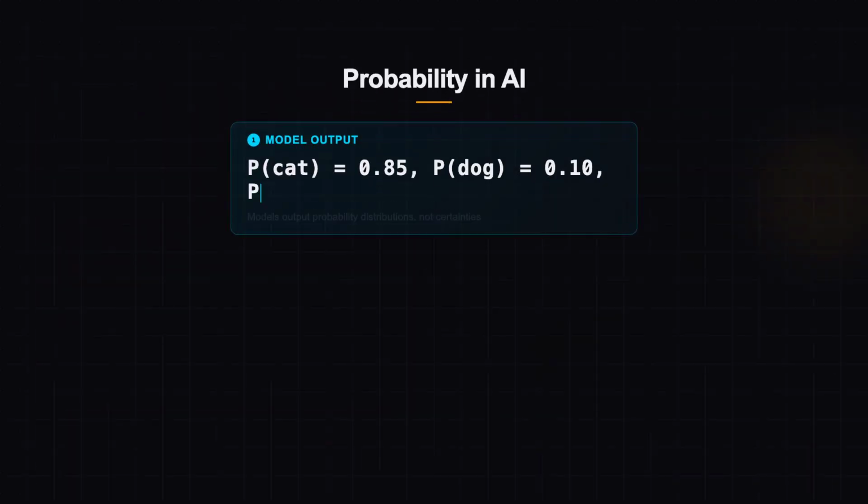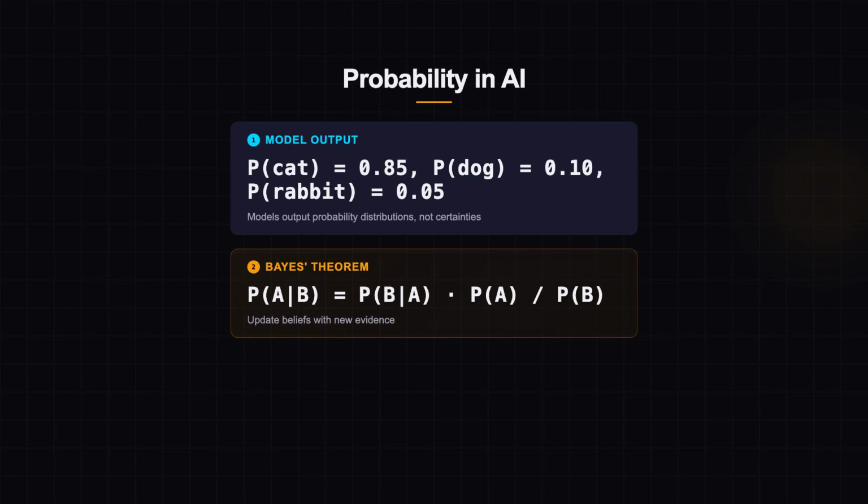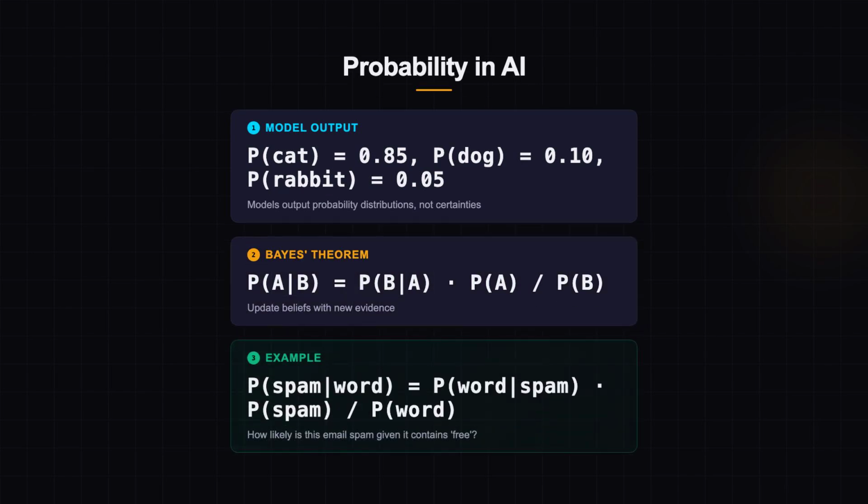Finally, probability. AI models don't give absolute answers. They give probabilities. A classifier might say 85% cat, 10% dog, 5% rabbit. Bayes' theorem is the foundation. It tells us how to update our beliefs based on new evidence. The posterior probability equals the likelihood times the prior, divided by the evidence. This is how spam filters, medical diagnosis, and recommendation systems all work under the hood.